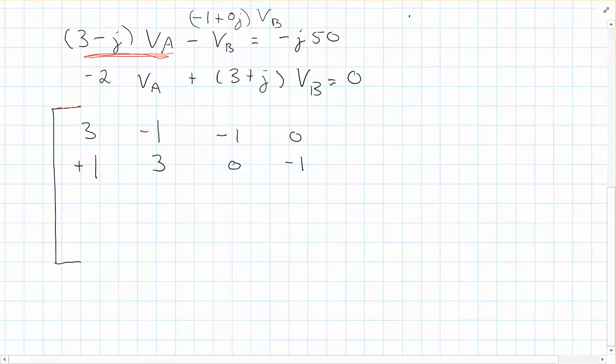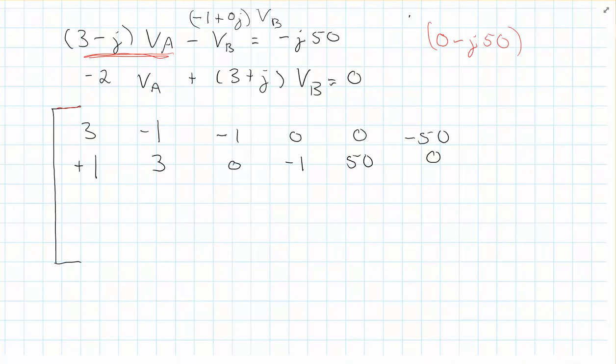Then what about the minus J50? I'll put it over here to the side. You could think of minus J50 as 0 minus J50. So what would be inside the matrix? I would have 0, minus 50, positive 50 because I do the conjugate, and then 0. So this is setting up just my first equation.